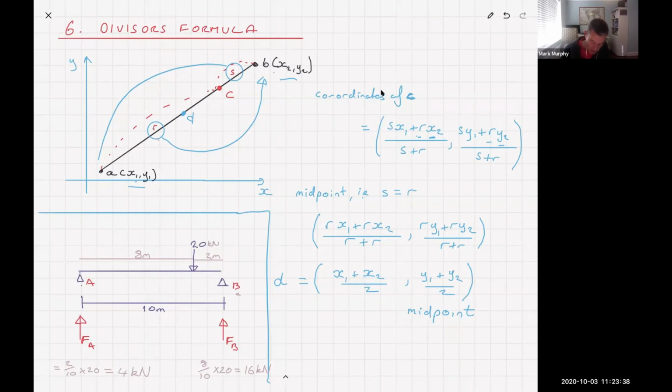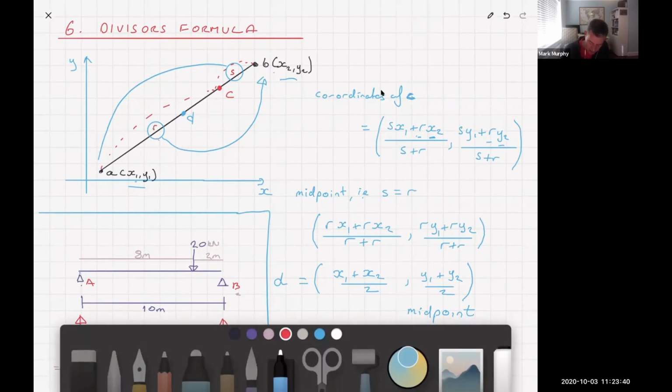So in this case here, the loading, I'll change color. Can I change it? That's great.